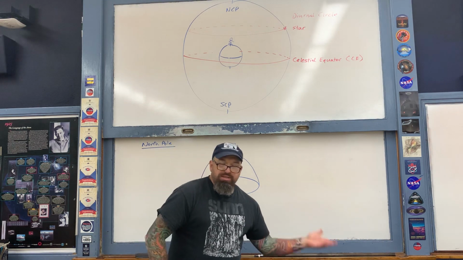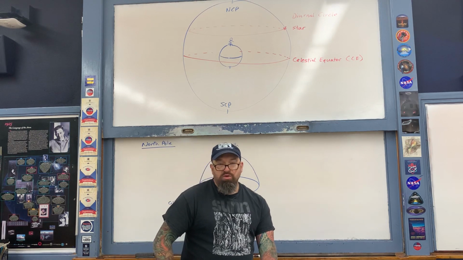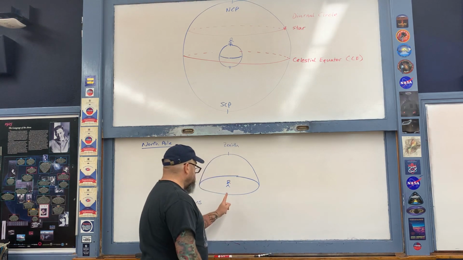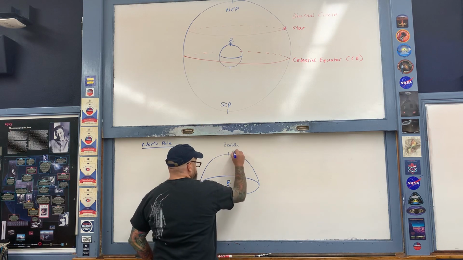Now compare this diagram I'm beginning to construct to the diagram above. If you stand at the North Pole, where in the sky is the North Celestial Pole? It's straight up, like so, at the zenith. We can see that from the diagram above.